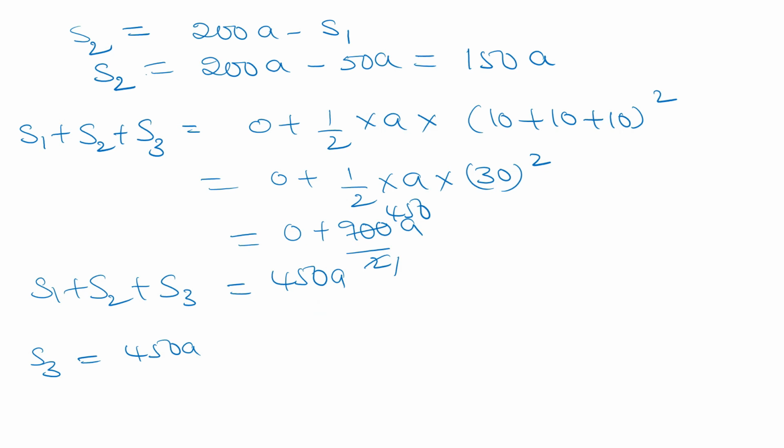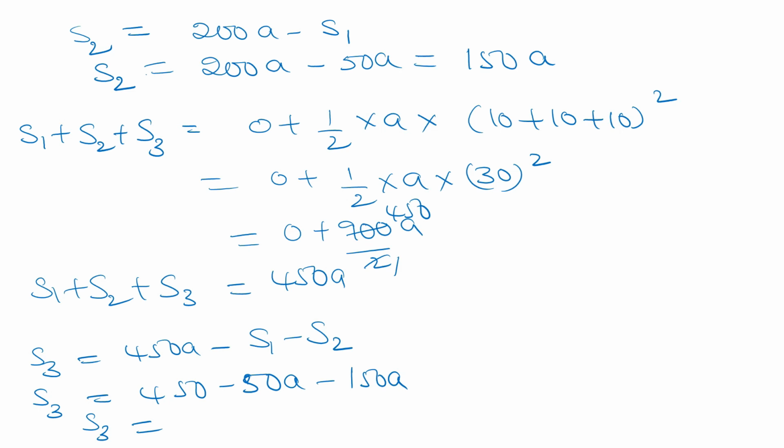So S3 is equal to 450a minus S1 minus S2. So S3 is equal to 450a minus 50a minus 150a. 150 plus 50 is 200, and 450 minus 200 is 250a. So S3 is equal to 250a.